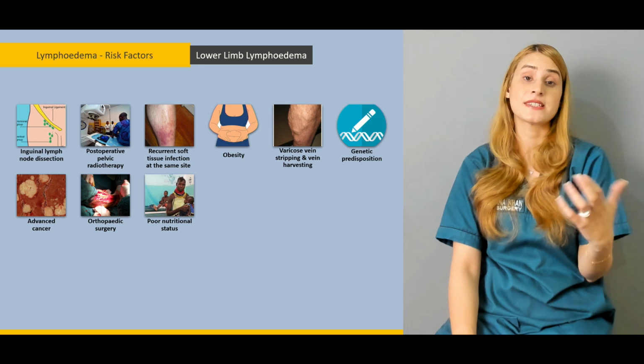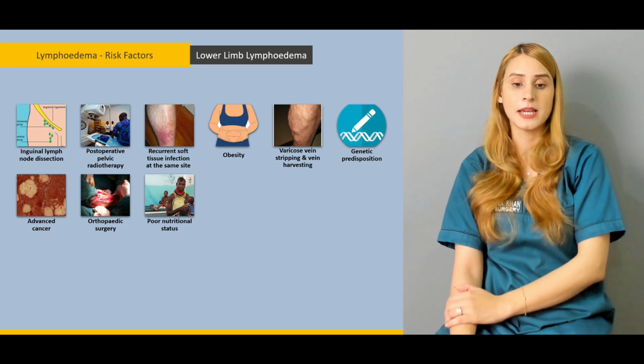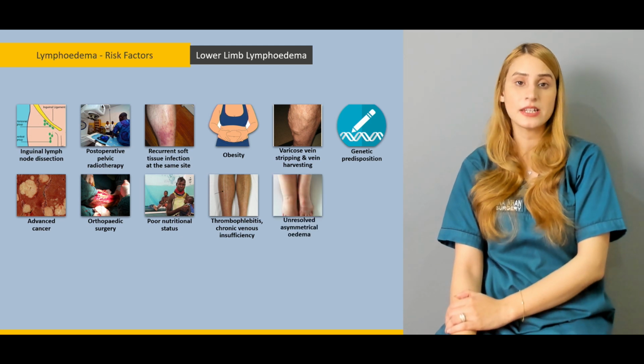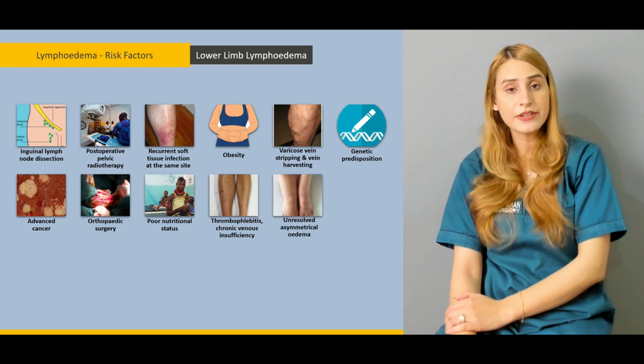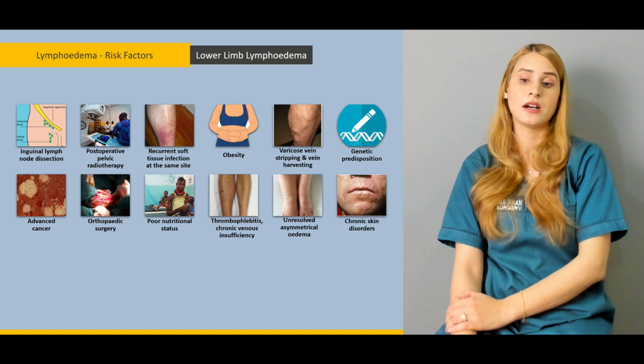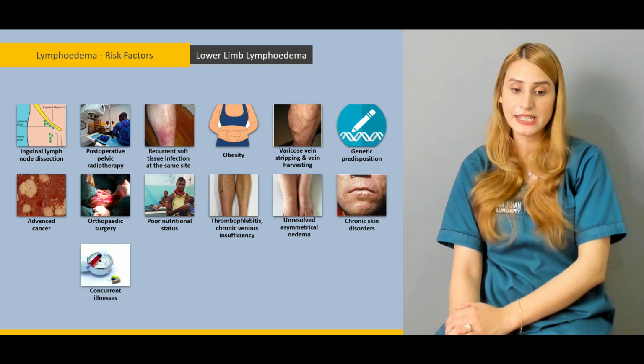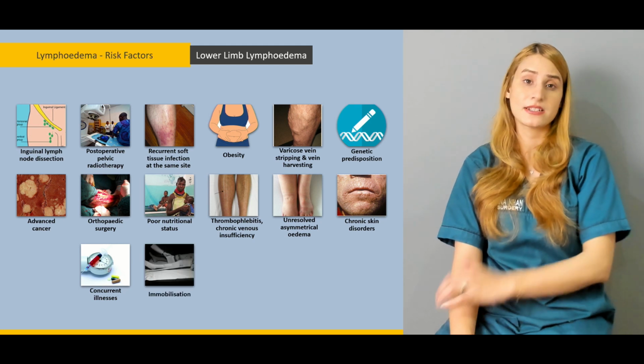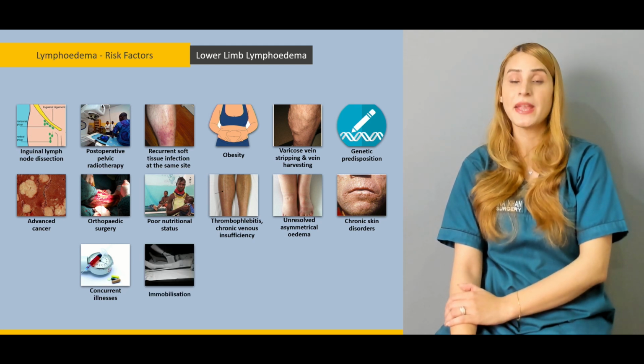Most of the time the patient is immobilized for a very long time. Poor nutrition status, thrombophlebitis, chronic venous insufficiency, and unresolved asymmetrical edema are other causes. Chronic skin conditions and Crohn's disease are also among the factors causing lower limb lymphedema.